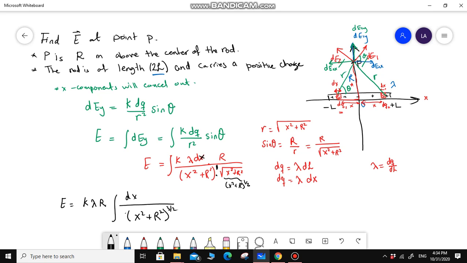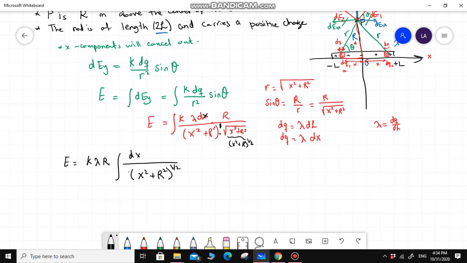Here, let me check the integral limits. For sure, the first piece that I can get is at the point minus L, and the last piece at positive L. So from minus L to positive L.